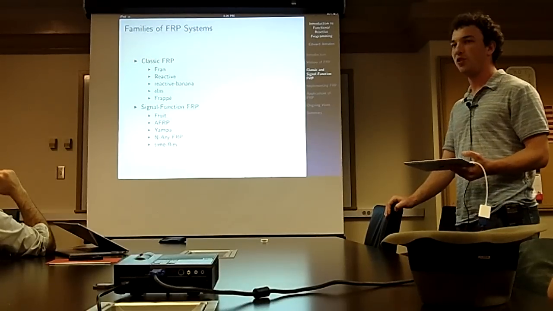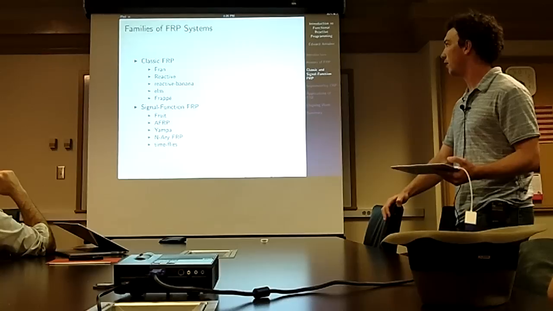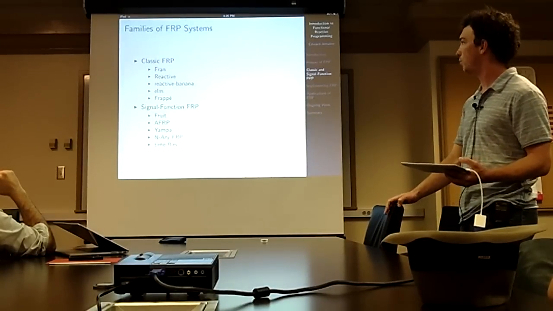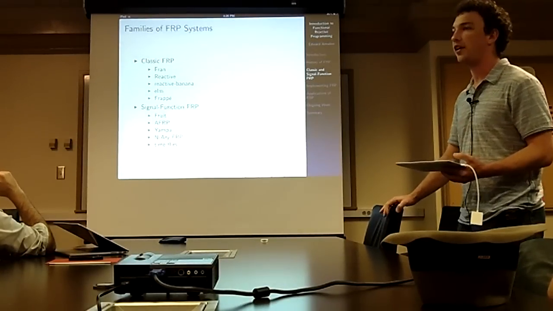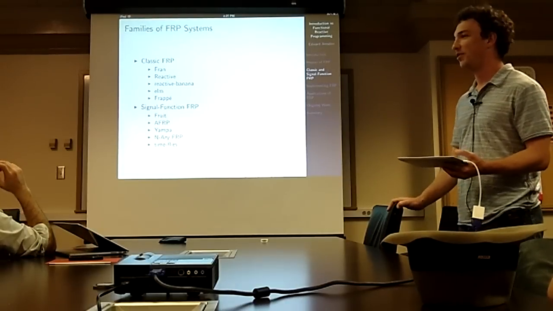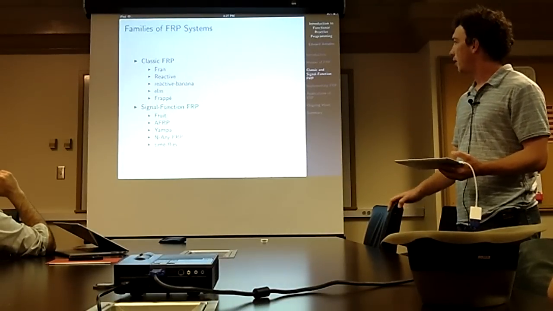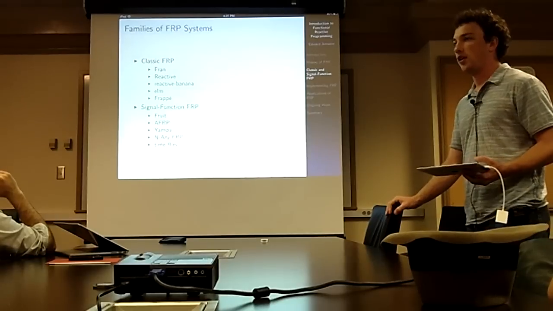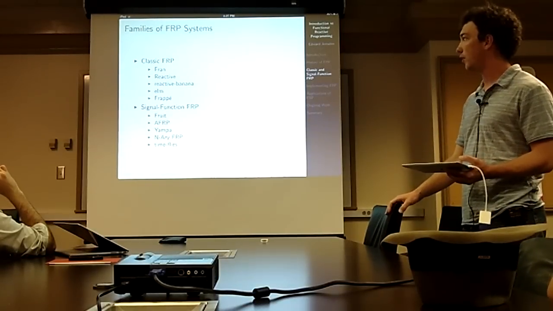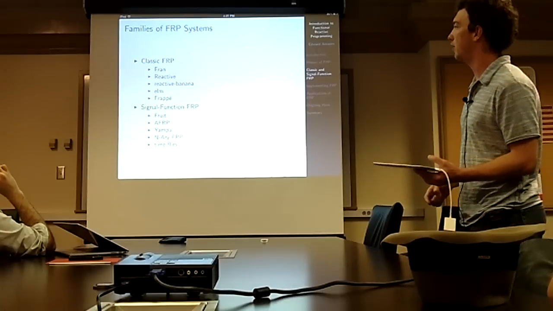Fran is the original sort of FRP system, functional reactive animation. Conal Elliott's system, Reactive, is what was described in his push-pull paper. Reactive Banana is sort of the state-of-the-art, funnily enough, system. Elm is another classic FRP system that's implemented in JavaScript, and Frappé is one that's implemented in Java.